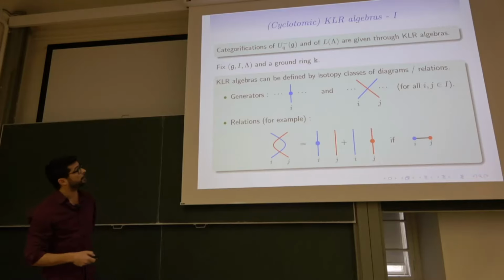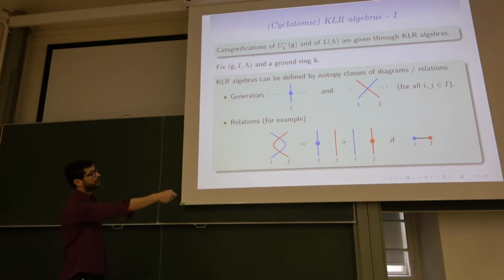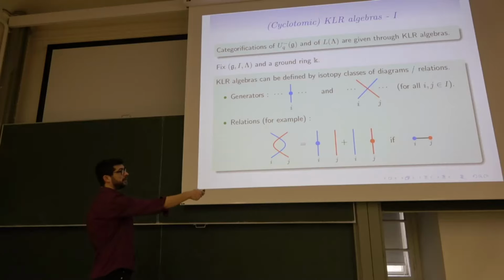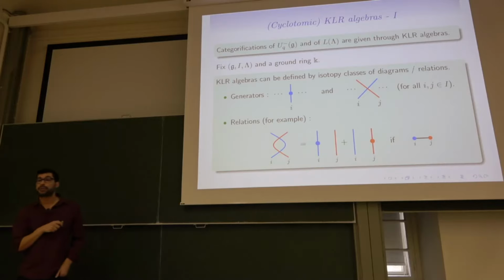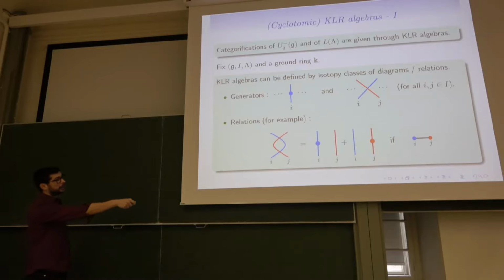The generators are just dots, as we already saw them here several times, and crossings. To the collection of these diagrams, we impose some relations. For example, you have this Reidemeister 2 type move: when you have strands that intersect twice, and in the Dynkin diagram they are connected by a single edge, then you replace this diagram by a linear combination of these two diagrams.